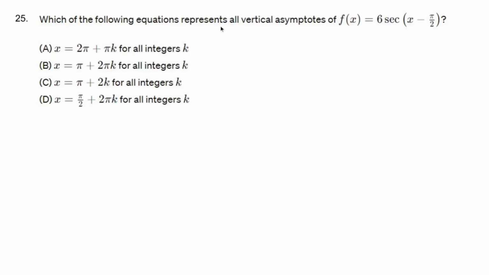Which of the following equations represents all vertical asymptotes of f(x) = 6 sec(x - π/2)? Vertical asymptotes exist when the denominator of a fraction equals 0. So it would make sense to me that maybe I should take secant and change it. I could write this out as f(x) = 6 times 1 over cosine, because secant is 1 over cosine, (x - π/2).